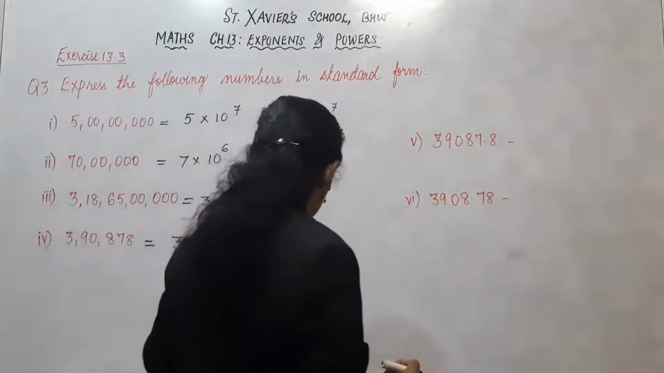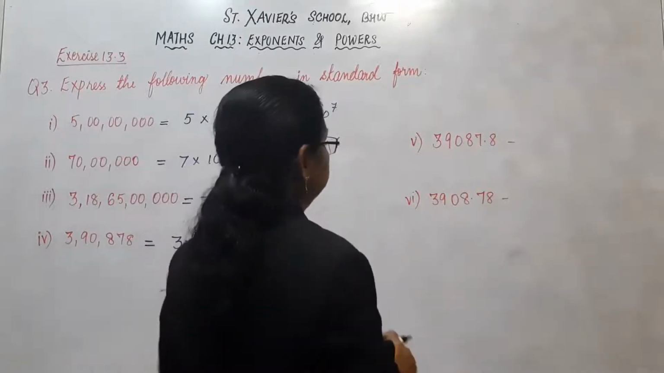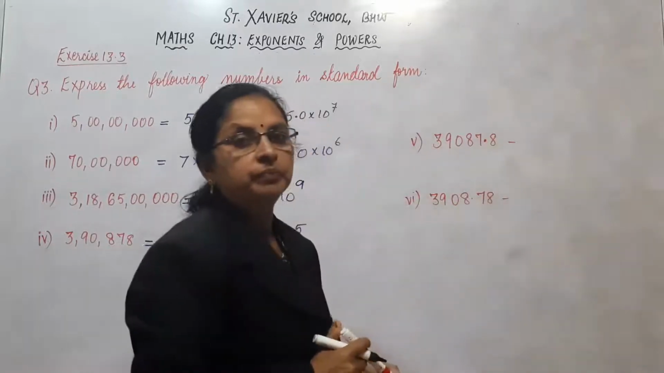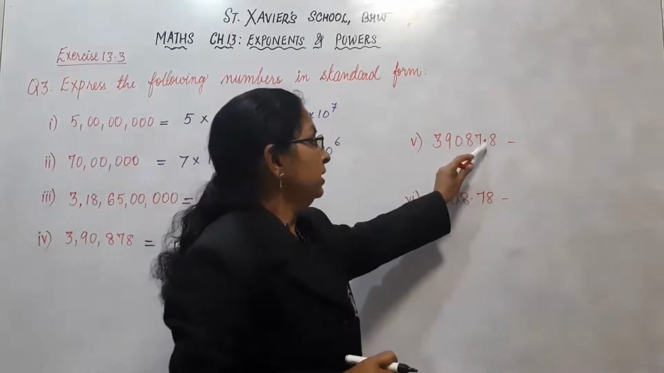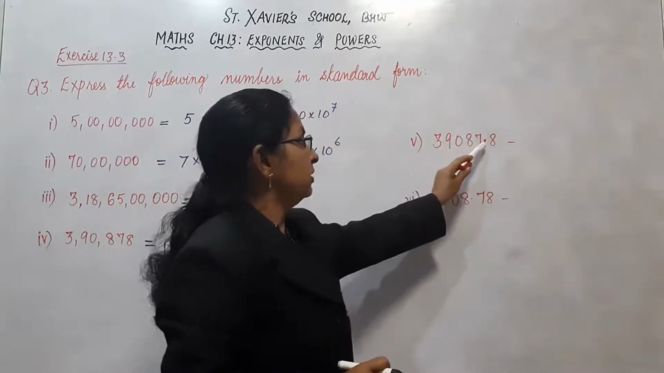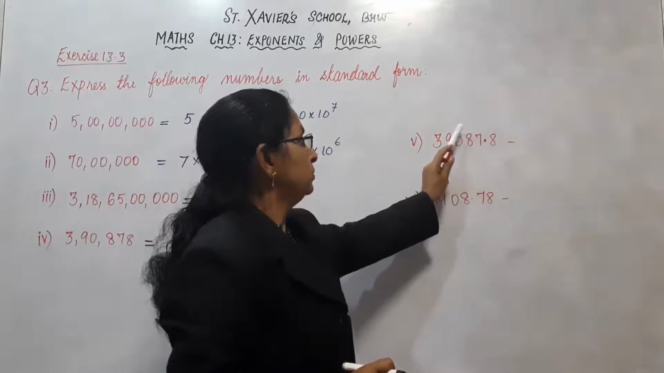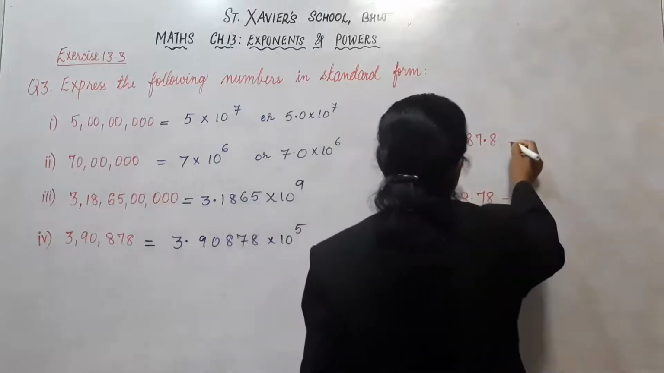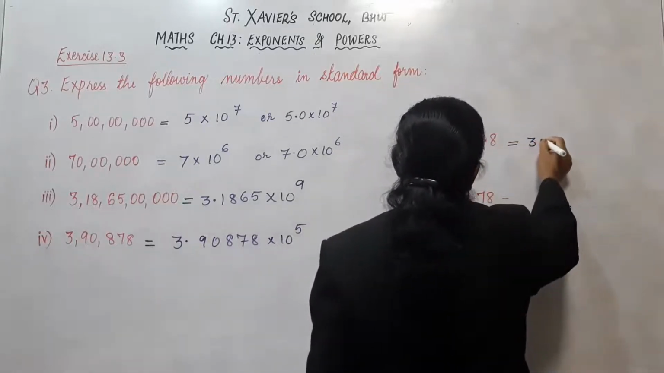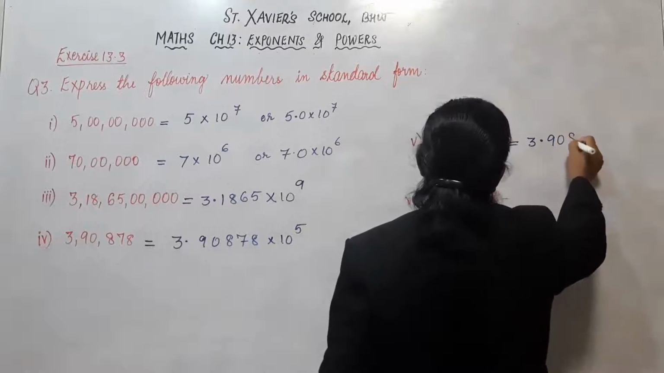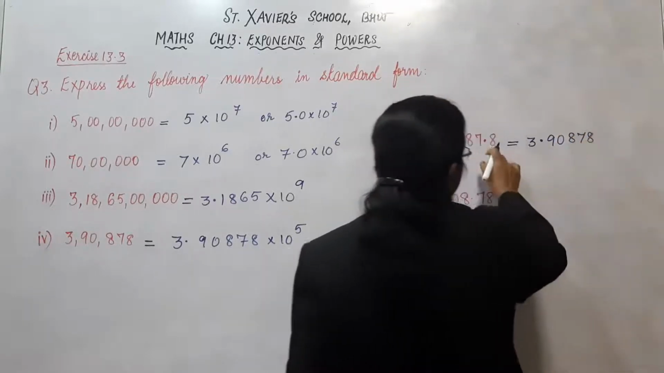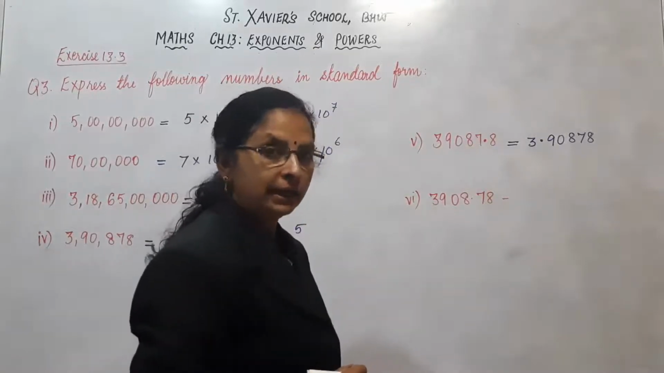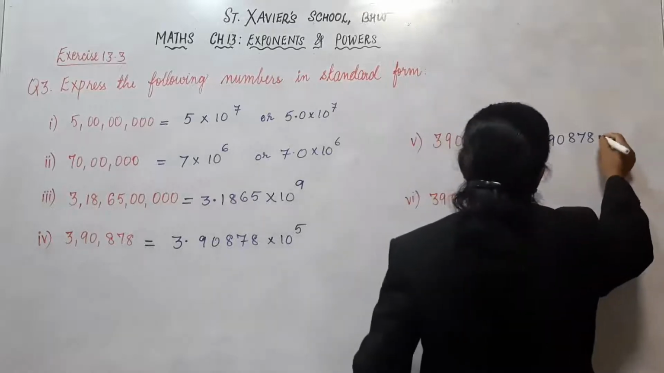Fifth question. Already a decimal point is given there. We don't have to write the decimal. Decimal is already given. We have to shift the decimal. How many places we have to shift? 1, 2, 3, 4. 4 places we have to shift. Then we get the standard form. That is 3.90878. Even unit digit is natural number, so we are writing it after decimal into 10 raised to.